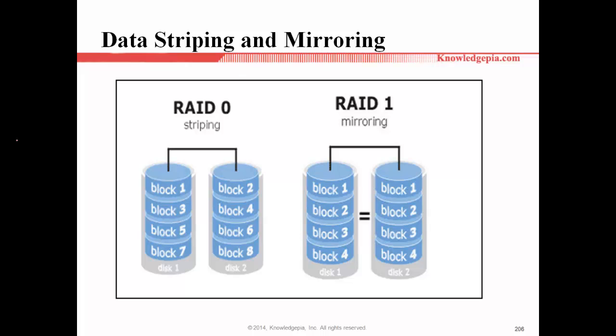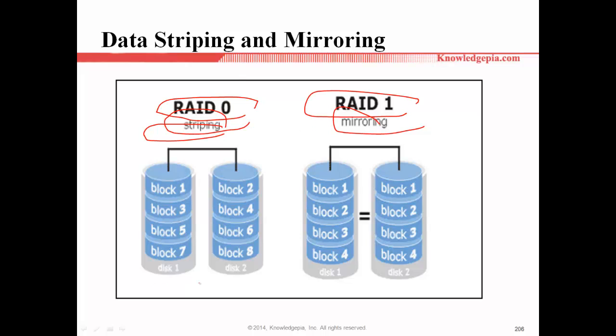Okay, data striping and mirroring. Normally we say data striping is RAID 0, data mirroring is RAID 1. In the case of striping, here there are two disks, disk 1 and disk 2. Each disk saves data, but the data blocks are different. Here, block 1, block 3, block 5, and block 7. Here, block 2, block 4, block 6, and block 8. So in this case, we can use two disks at the same time to save our data. So the speed of data storage is very fast compared to the other method.